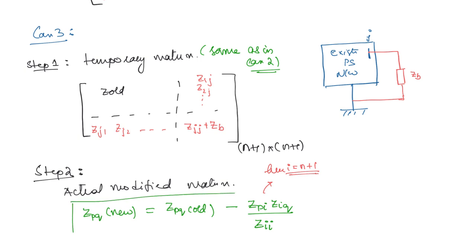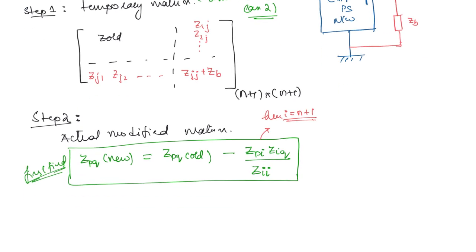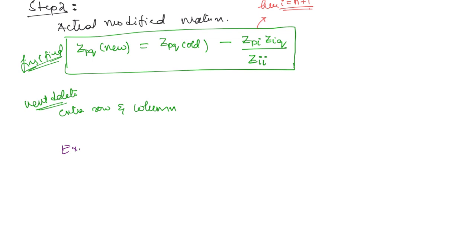So for each of the elements you will use this expression to find the new elements, and then you will delete these extra row and column. First find this, next delete the extra row and column. So we will take an example here, then it will become more clear to you, right? This is only for the sake of example. Let n is equal to 2. That means the number of existing buses is 2.